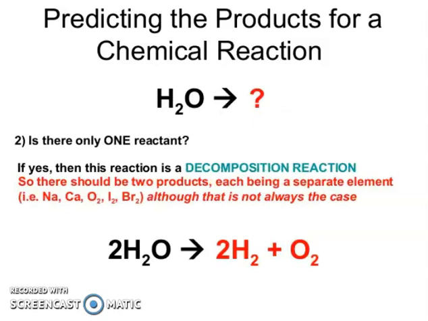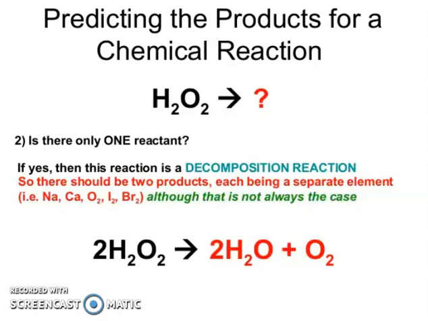Now predict a product for a chemical reaction. H2O gives something. Is there only one reactant? If yes, then this reaction is a decomposition reaction. So there should be two products, each being separate elements, although this is not always the case. So water will give H2 plus O2. Now H2O2 gives what? Is there only one reactant? If yes, then this reaction is a decomposition reaction. So there should be two products, each being separate elements, although this is not always the case.